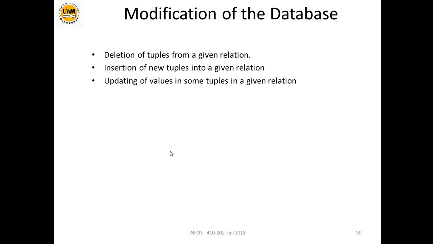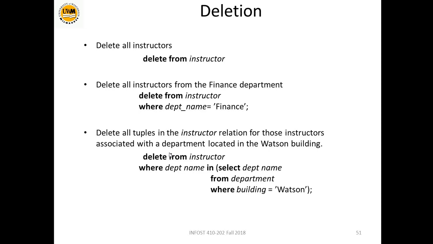How do we modify databases? Like we said before, with tables, we can delete tuples from a given relation or table. We can insert, and we can update the values of attributes in tuples. Deletion: we can use delete from instructor. For example, we delete all the records from instructor, or we can have a where condition. For example, if we want to delete all instructors from the finance department, we will say delete from instructor where department name equals finance.